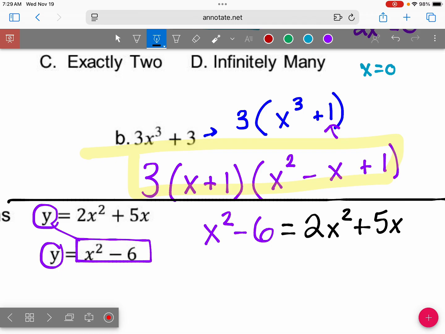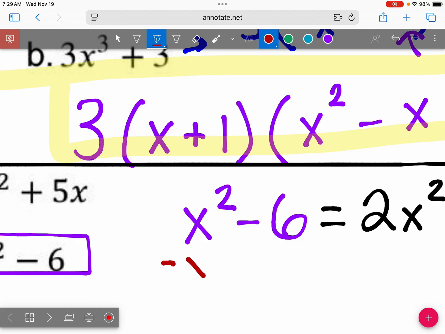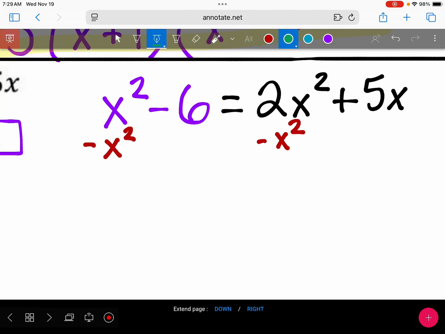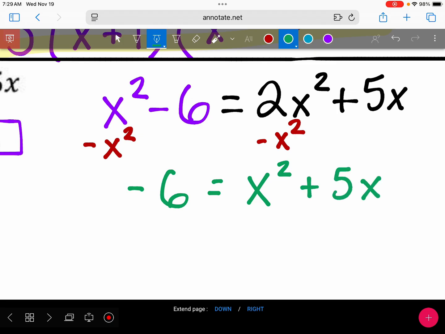Definitely a choice, but it's not going to be the easy way if we minus the 2x squared. If we minus the x squared, if we always move the smaller one, because 2x squared is bigger than x squared, I will have the fewest amount of negatives. So I would like to have my x squared still be positive, so I'm going to move my smallest x squared. So I'm going to minus x squared on both sides. That leaves me with minus 6 equals 2x squared minus x squared gives me just 1x squared plus 5x.